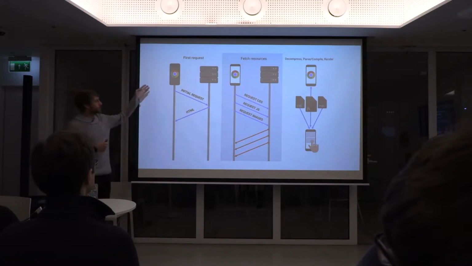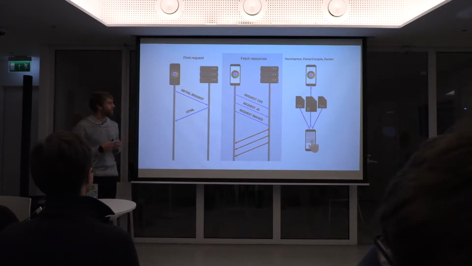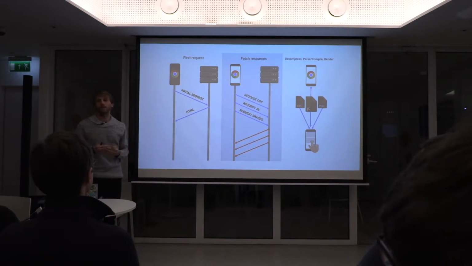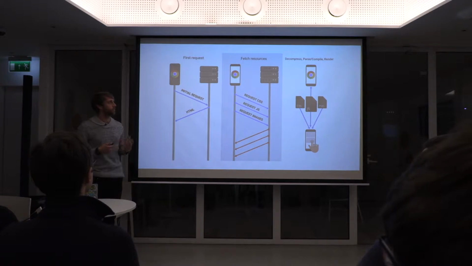So the browser, here it's just depicted on an iPhone, but it doesn't matter. The first initial request to the server comes out, and the server responds with an HTML, hopefully. And the HTML basically tells the browser which resources it needs to download. It could be the CSS, the JavaScript, images, whatever it needs to load.